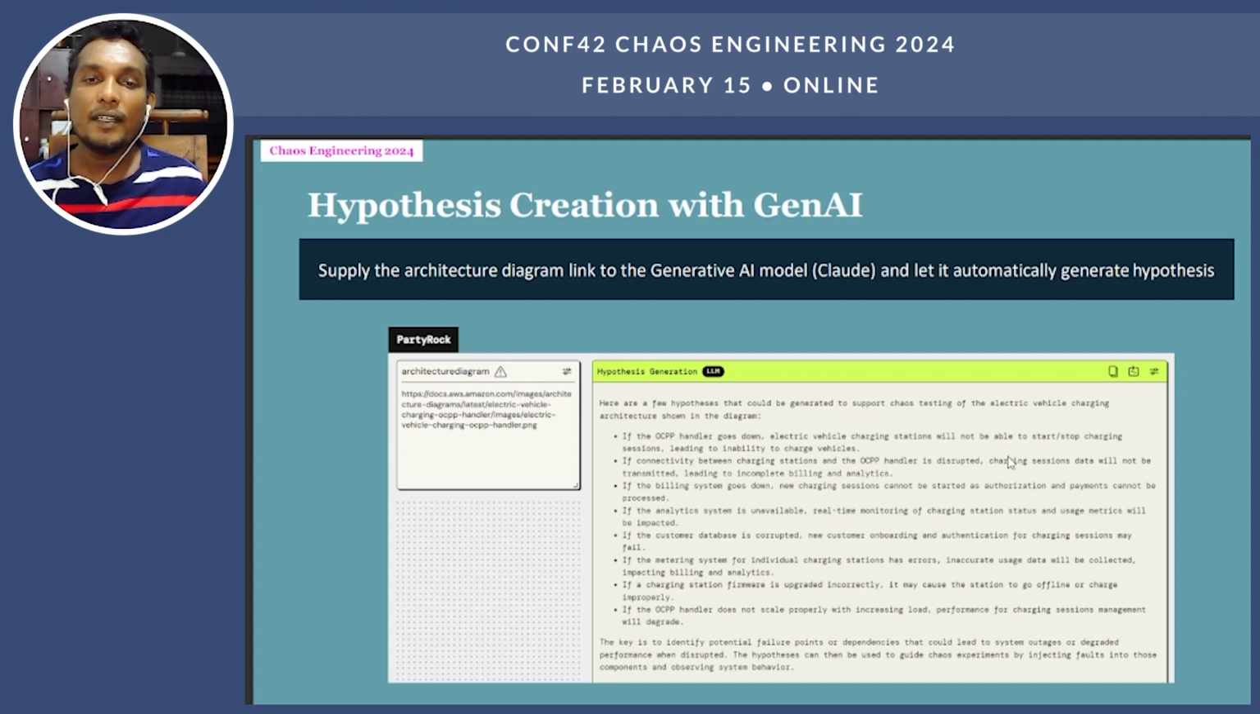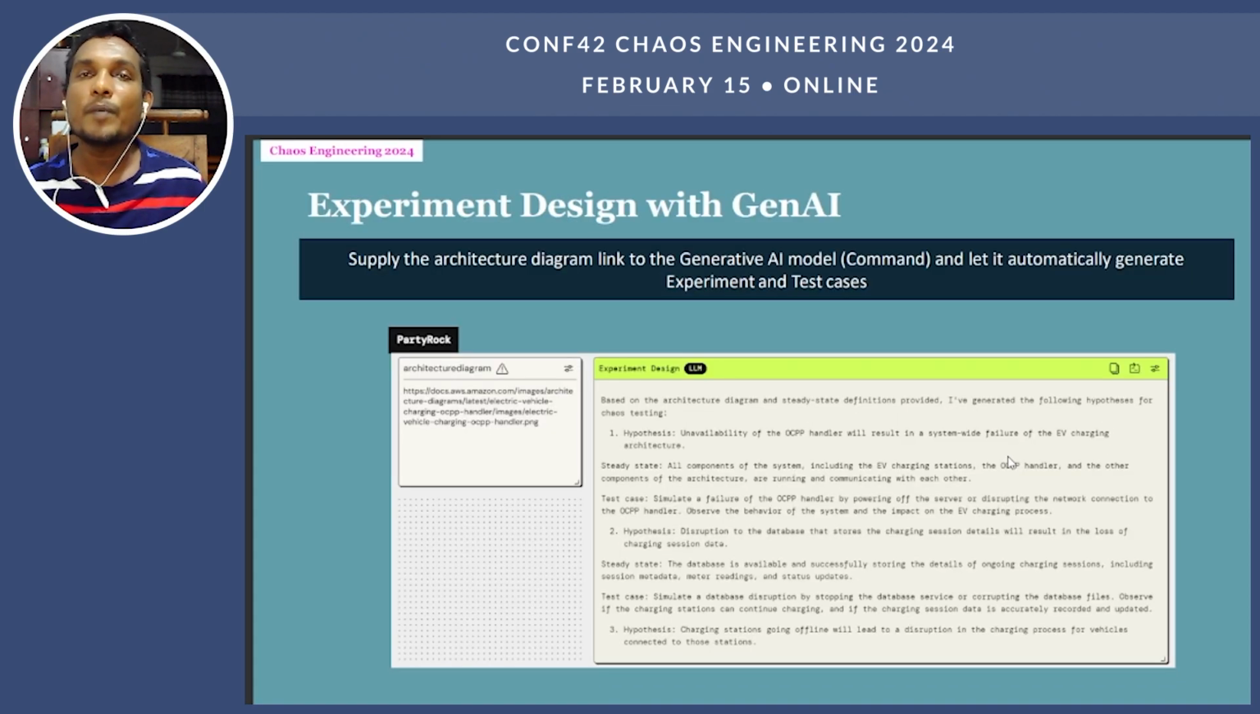As you see here again, I am simply giving generative AI the architecture diagram and asking it to come up with these hypotheses. But you might already have understood that I can improve this massively. Not only the architecture diagram, I can give the observability data, I can give the other services, I can give a live service map taken from an observability tool, and I can give a lot of data so that generative AI can improve its answers. And then, experiment design.